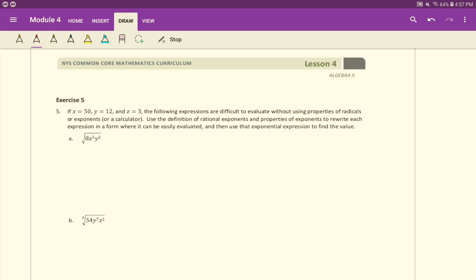Okay, so let's take care of this here. Looking at this, we should probably try and simplify this radical expression before we plug in our numbers up here. So what are we going to do? Again, we'll break this up so that we get the square root of 8 times the square root of x to the third times the square root of y squared.